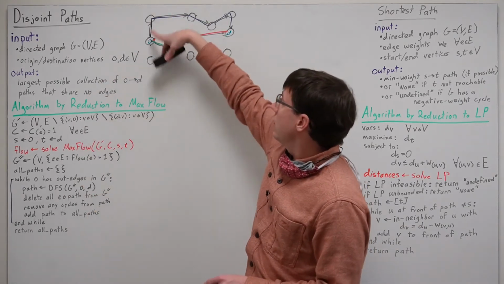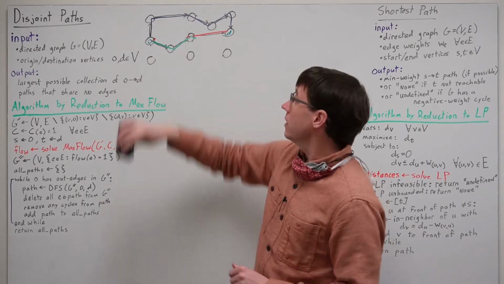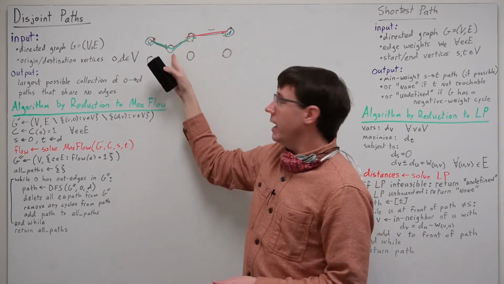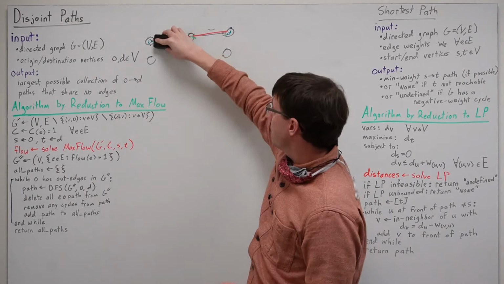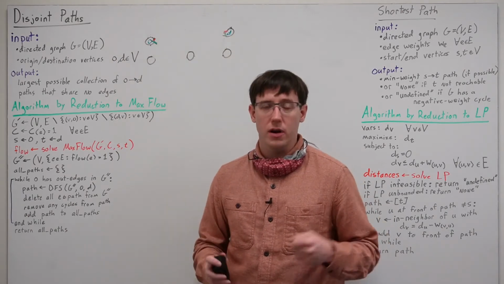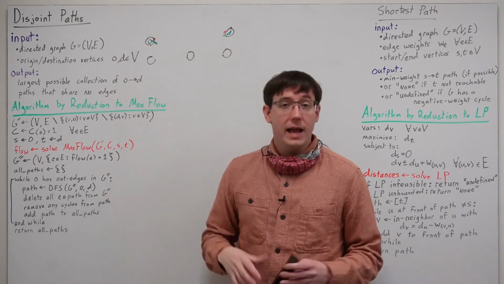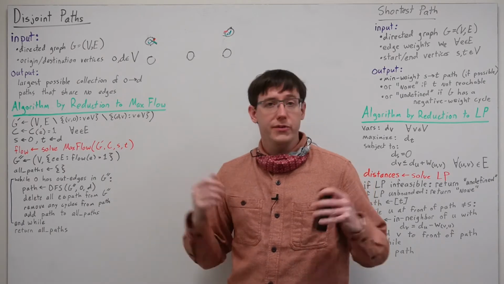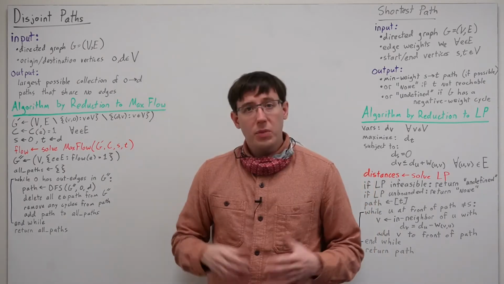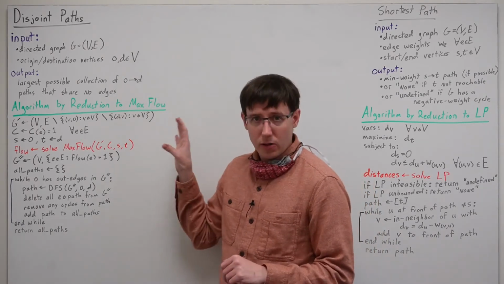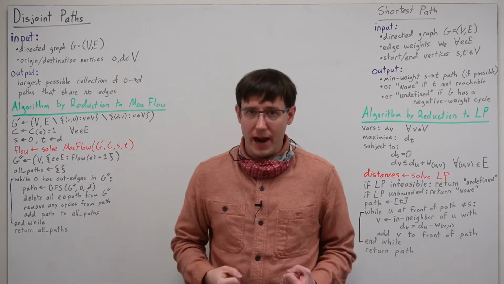So next we might find this path, add it to our collection, and remove it. And finally we would find this path. And so we've returned a collection of 3 disjoint paths, and on the graph we were given, that was the best we could do. But how can we prove that this reduction algorithm is correct on any graph?